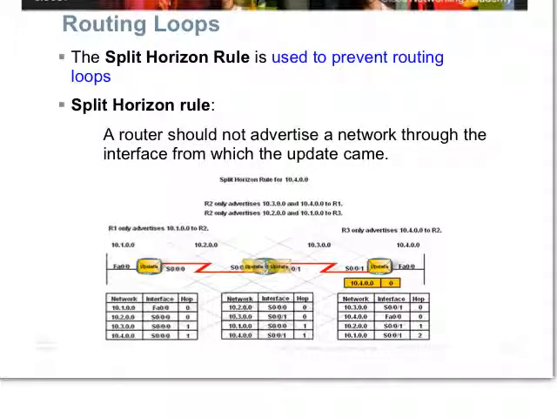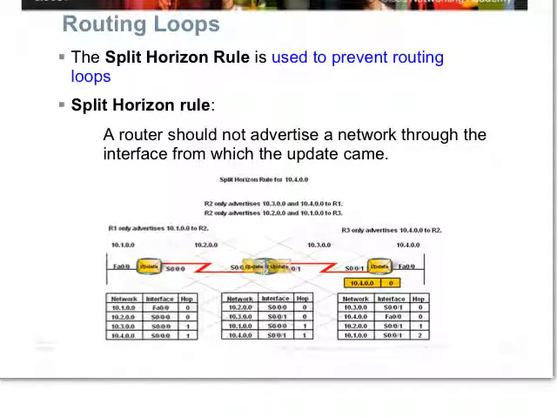Some versions of RIP version 2 use this split horizon as well, as we will see later. So what happens here is that split horizon is simply a rule. It's nothing but a rule. The rule says that a router should not advertise a network through the interface from which the update came. This is the simple rule. Very simple rule, okay?